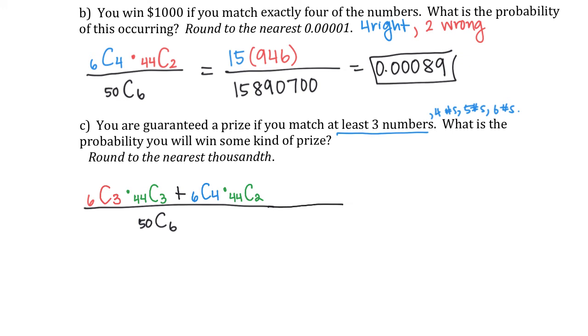I got 3 right, 4 right. Let's see if I get 5 right. Of the 6 correct numbers, I want to pull exactly 5, which means of the 44 incorrect numbers, I want to pull exactly 1. Now what if I get all of them right? Of the 6 correct numbers, I'm going to pull all of them. I could multiply by 44 choose 0, but that doesn't make a difference. Let's put this in our calculator and see what we get.